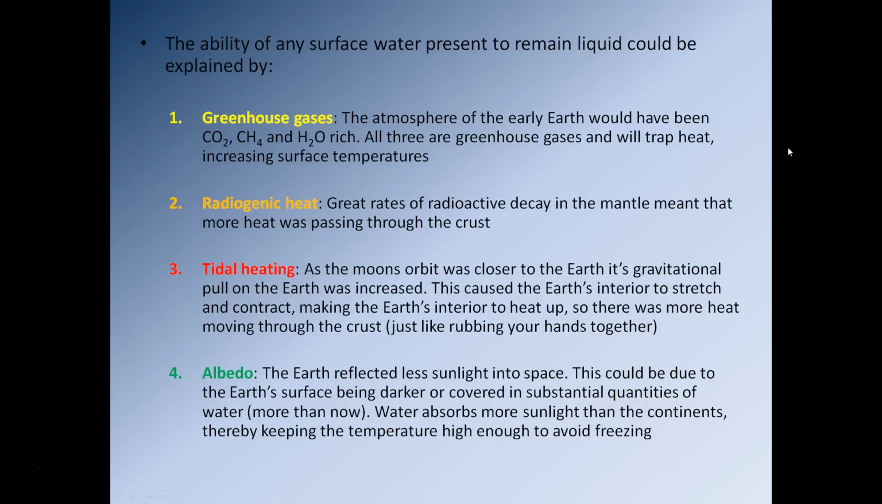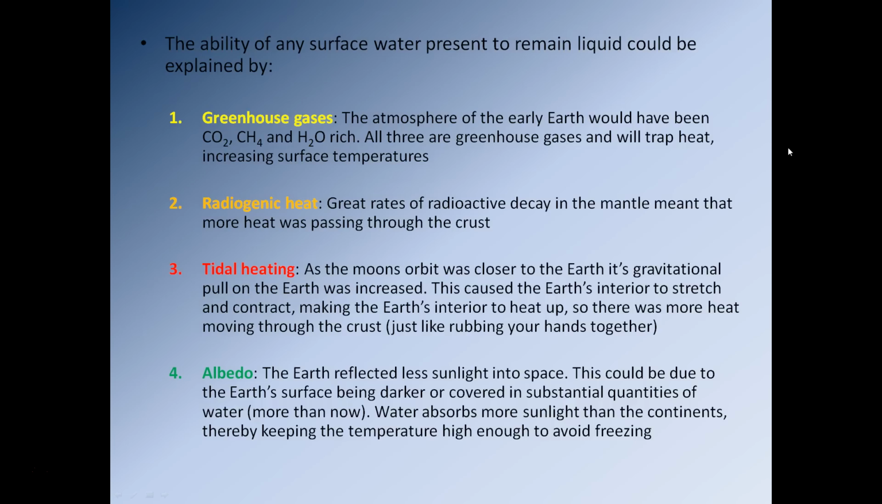Possibility number two is radiogenic heat. As we've already discussed, the Earth's mantle during this period was full of radioactive isotopes, a lot more than we have now. And those radioactive isotopes were decaying. As they decay, they produce lots of heat energy, and a lot of that heat energy would conduct through the Earth's crust. So that means the Earth's crust during this early period would probably have been a lot warmer than it is now, because there was more heat energy conducting from the mantle through the crust and essentially onto the surface of the Earth. So that's another reason why the Earth's surface could possibly have been capable of supporting liquid water when, in theory, it shouldn't have been able to.